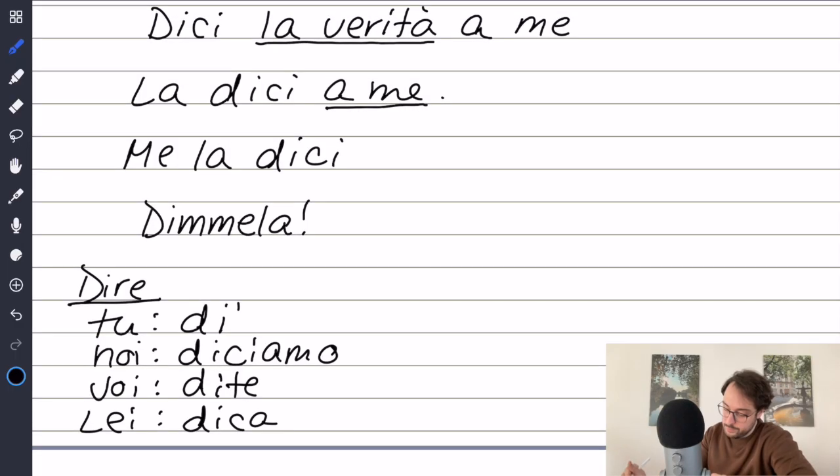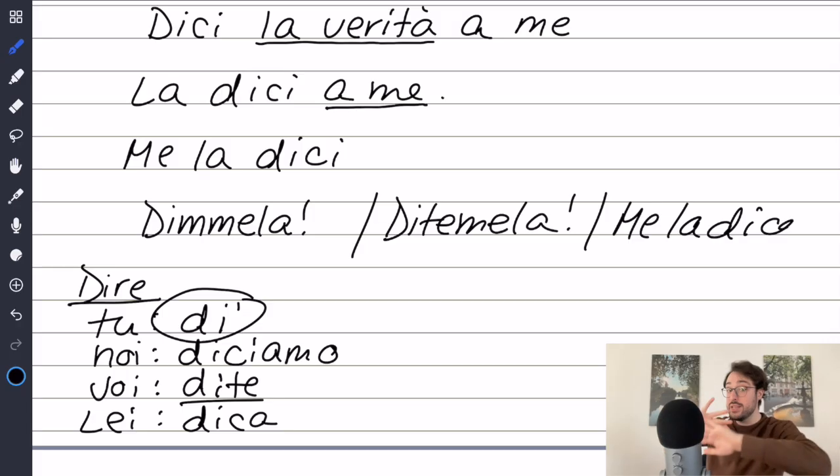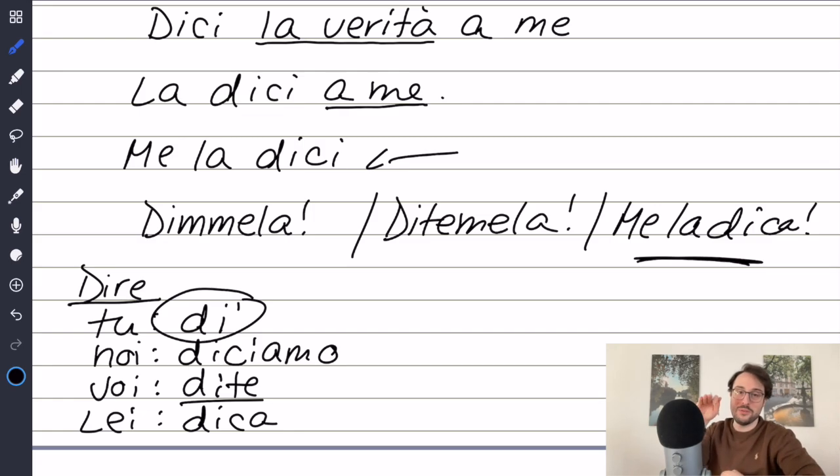It comes from this right here. What if it was with voi, right? It would be ditemela. See how that works? But if it's lei, me la dica. Everything separate. So with the lei, they get stuck over here. They get stuck at that. They don't go all the way down to the most reduced form. With the lei, no. Me lo dica. Nice.